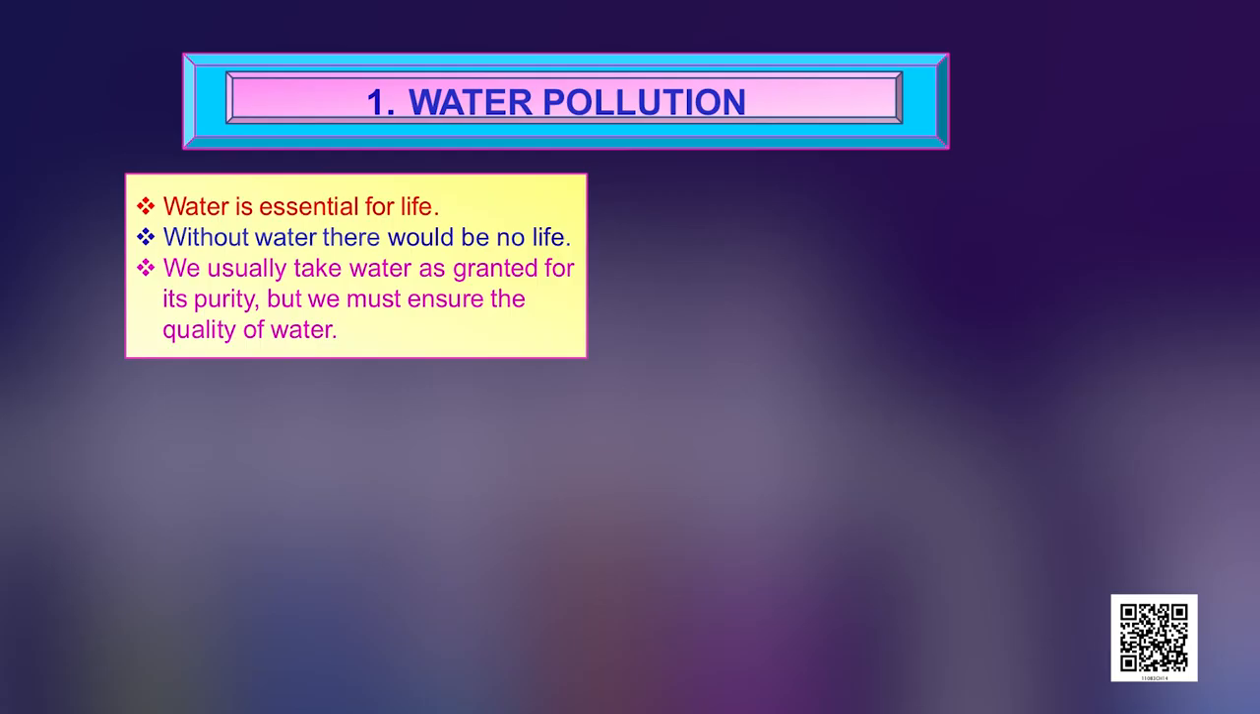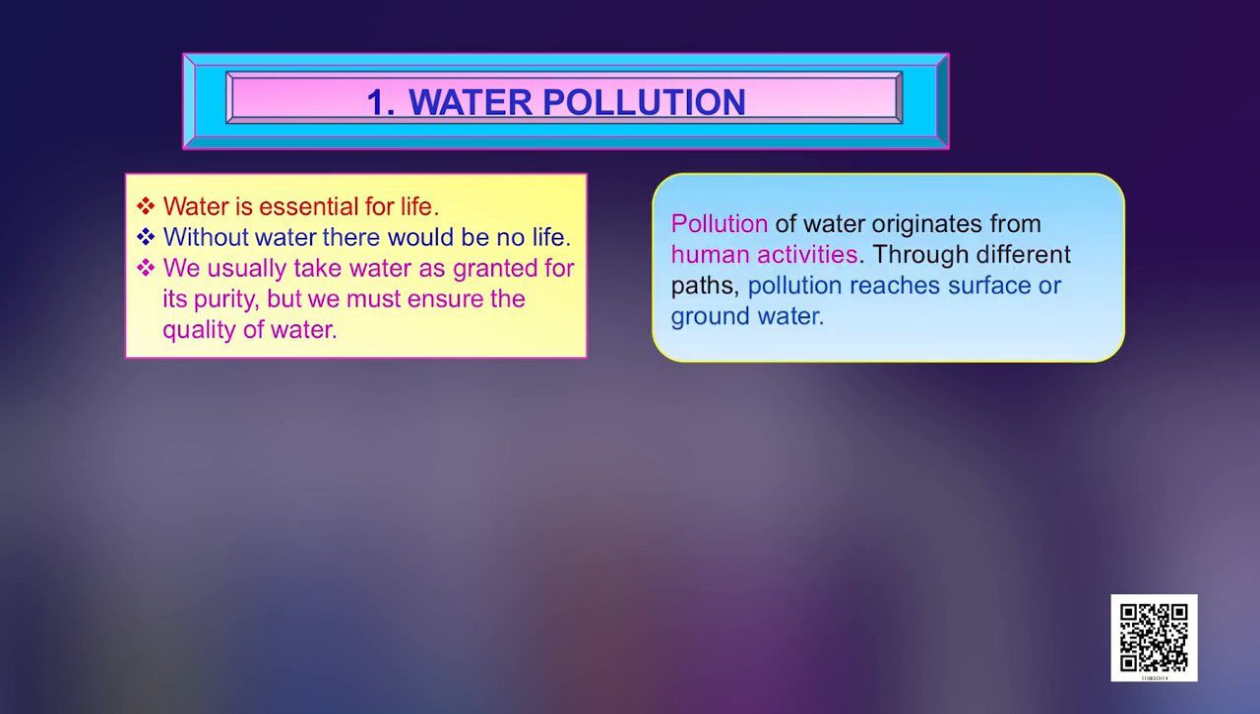Water is essential for life. Without water, there would be no life. We usually take water for granted for its purity, but we must ensure the quality of water. The pollution of water originates from human activities. Through different paths, pollution reaches surface or groundwater.